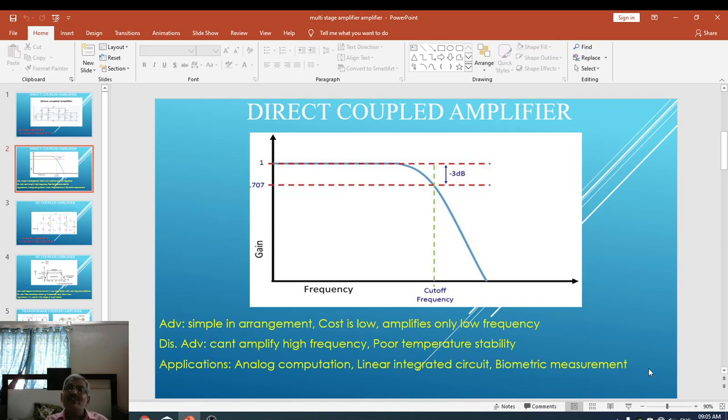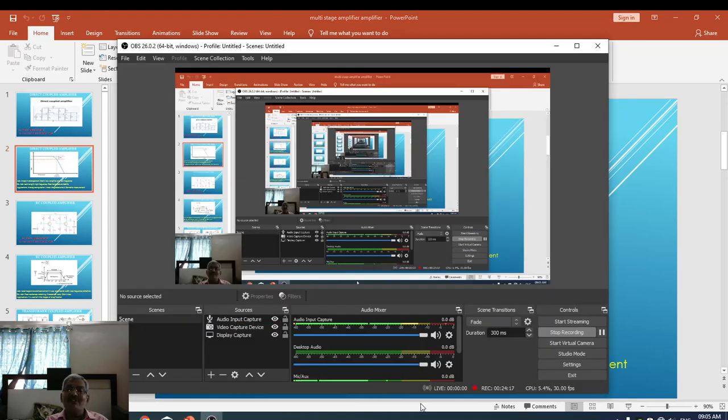Dear students, this is all about the DC coupled amplifier, its construction, its working, its frequency response, advantages, disadvantages and applications. Next time we will study the RC coupled amplifier.